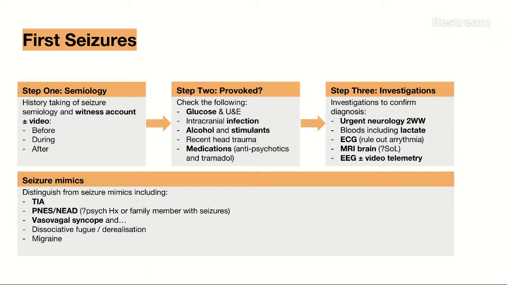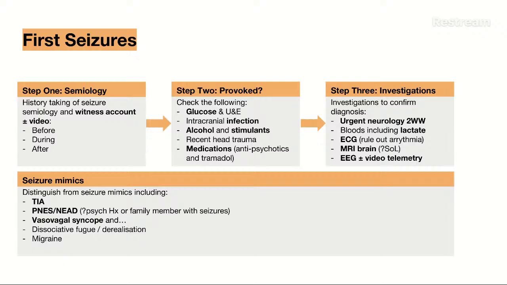So we'll start off with the approach to first seizures. When assessing a patient who may have had a seizure, the most important aspect of the evaluation is the history. In particular, we're interested in the semiology of the event, which refers to the observable clinical features of the seizure. Ideally, the history should include a witness account, as patients often cannot recall the event themselves. Increasingly, patients or family members may have recorded the event on a mobile phone, which can provide extremely useful diagnostic information.